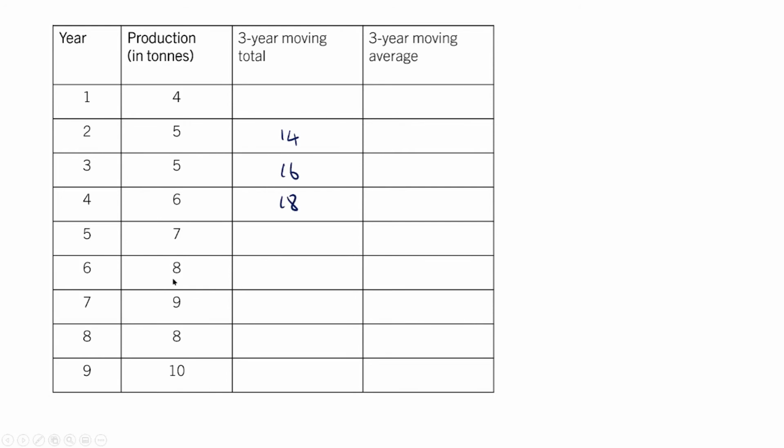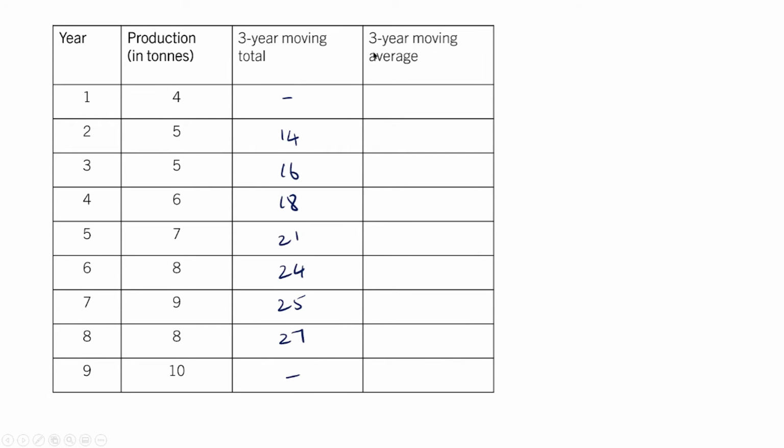Then 6 plus 7 plus 8, 21. Then 7 plus 8 plus 9, 24. Then 8 plus 9 plus 8, 25. And the last one is 9 plus 8 plus 10. It is 27. So we don't have any values, that is the 3-year moving total, for the first year and the last year.